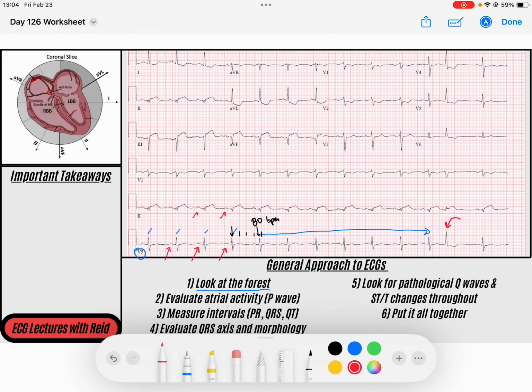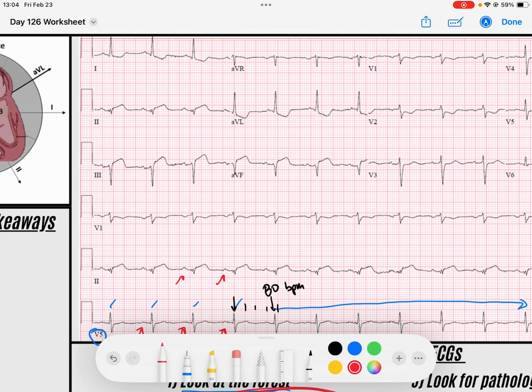So let's evaluate what I think's going on. Let's evaluate the morphology of that P wave. The P wave seems to be upright in lead 1, upright in aVF. That tells me that it's likely a sinus P wave coming from high in the right atrium going down to the left throughout the atria, which is what we expect.